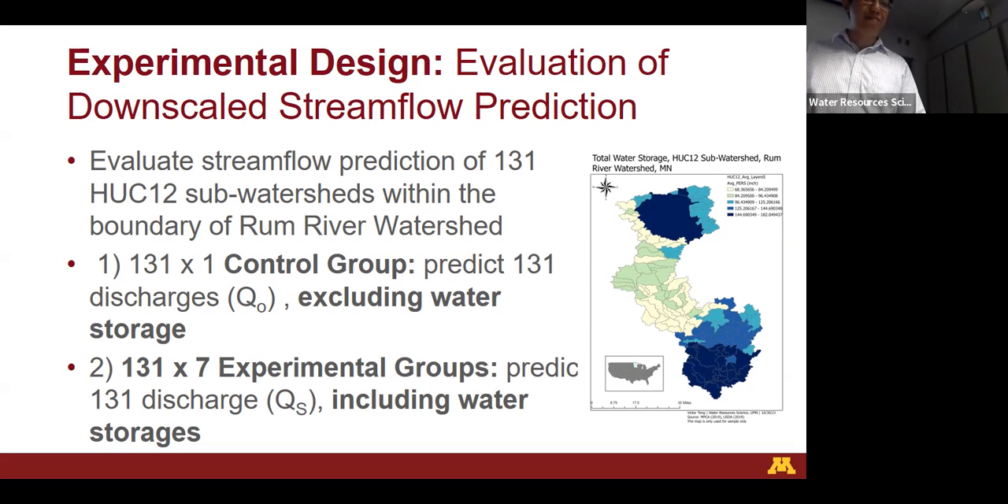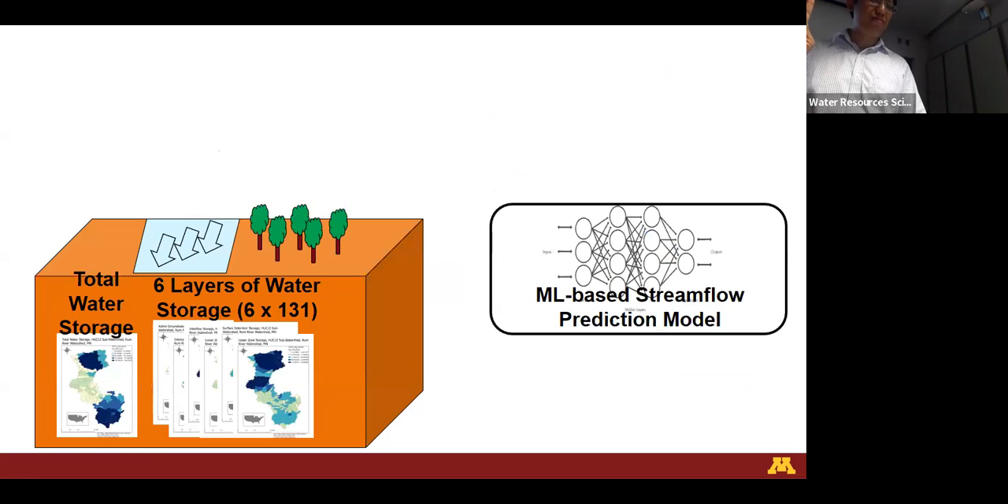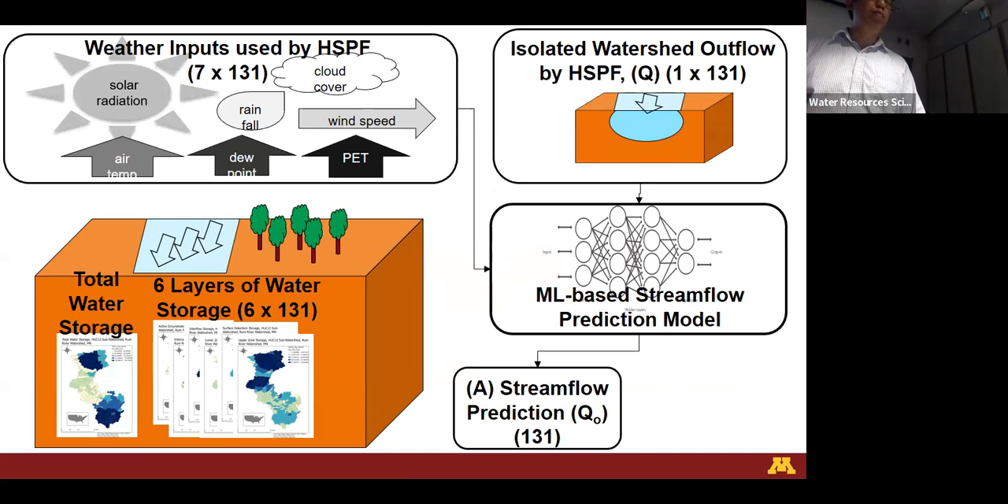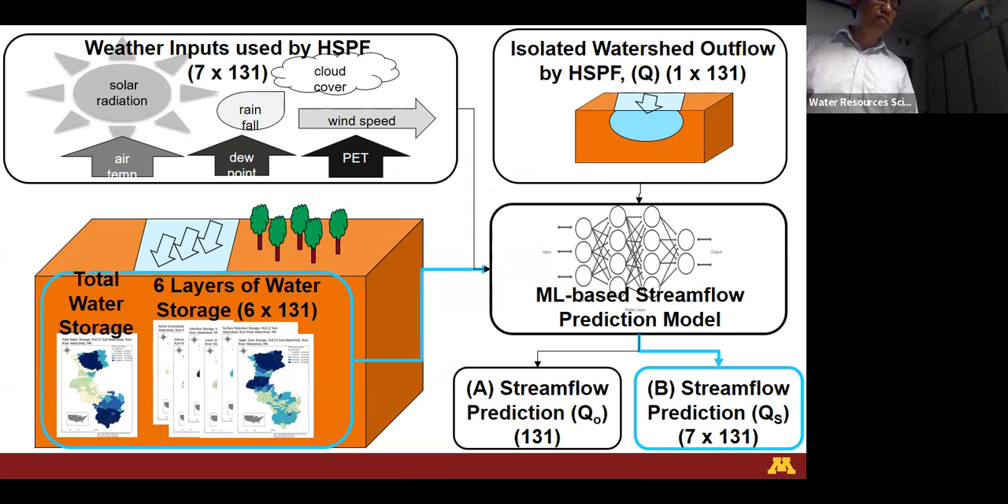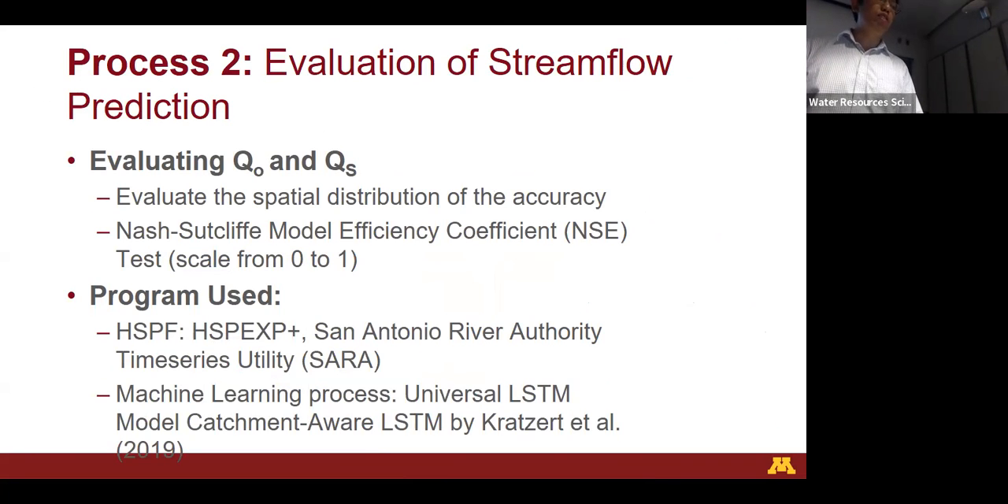This slide will be wide. It will be similar to the experiment before downscaling, except I'm going to use the machine learning algorithm to predict the streamflow with and without including water storage. And I'm also going to use a similar way of evaluating the accuracy by using the NSE test.